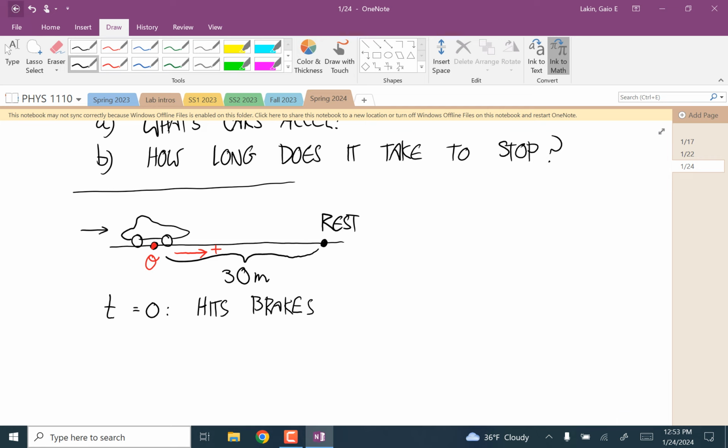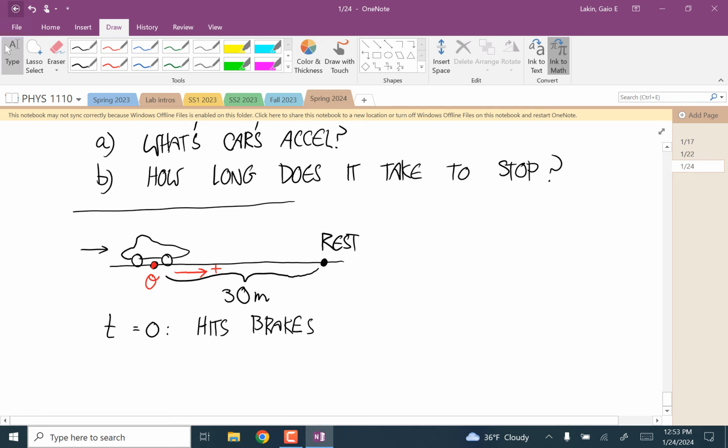And then for part B, we're going to try to figure out what time final is. So our time final is going to be when it comes to rest. For part A, we're not really trying to find anything at a specific instant, but we're given information when the car comes to rest. We know that its speed is equal to 0. Okay, so our time final instant is going to be when the car reaches rest.